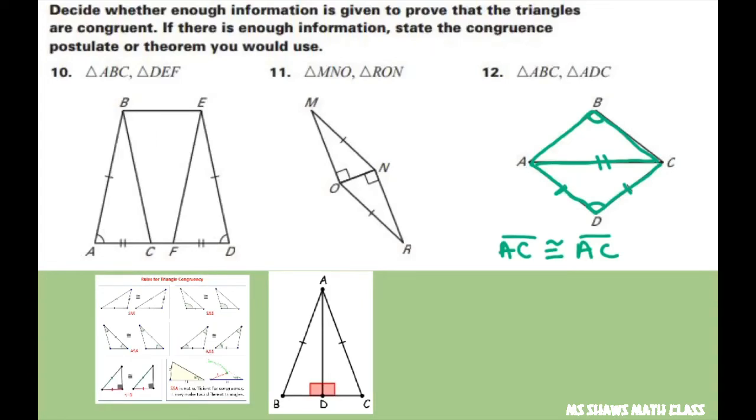But we don't have enough information. We don't know about these sides here, AB and BC. So for it to be congruent, these would also have to be congruent to these sides, and it's not. So we do not have enough information to state if or prove that the triangles are congruent.